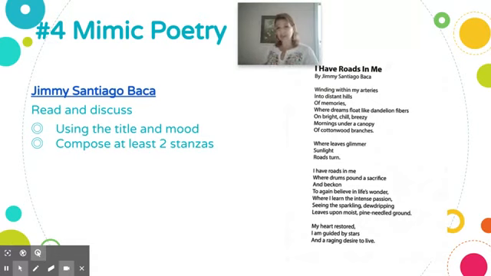Winding within my arteries into distant hills of memories, where dreams float like dandelion fibers on bright, chill, breezy mornings under a canopy of cottonwood branches. We broke that down. We took time to think about what all of that imagery was. Where leaves glimmer, sunlight, roads turn. I have roads in me, where drums pound a sacrifice and beckon to again believe in life's wonder, where I learn the intense passion, seeing the sparkling dew-dripping leaves upon moist pine-needled ground, my heart restored. I am guided by stars and a raging desire to live.